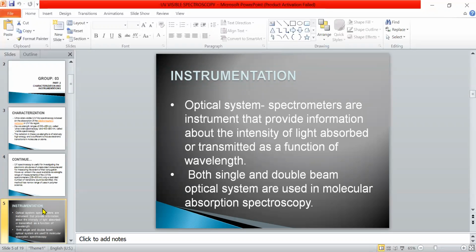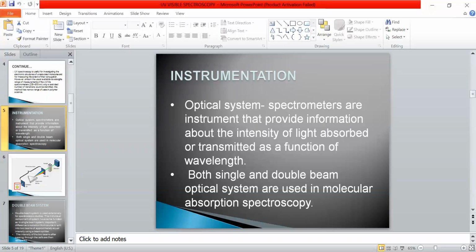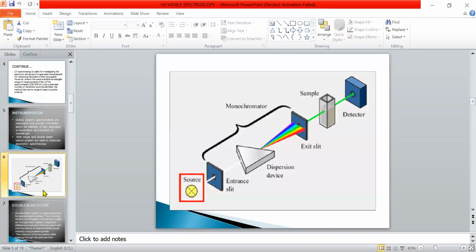Instrumentation. Optical system: spectrometers are instruments that provide information about the intensity of light absorbed or transmitted as a function of wavelength. Both single and double beam optical systems are used in molecular absorption spectroscopy. Now, first of all, the diagram of the single beam optical system.